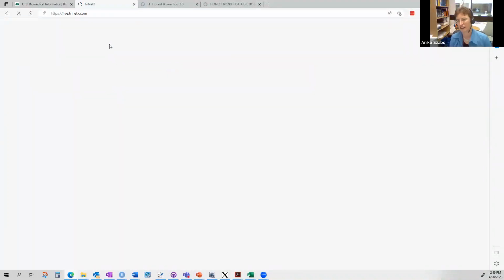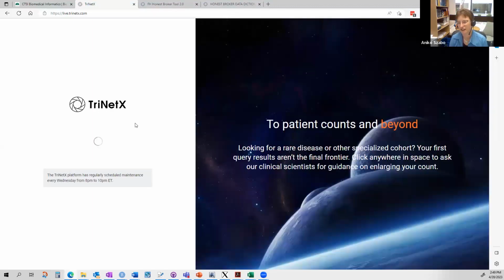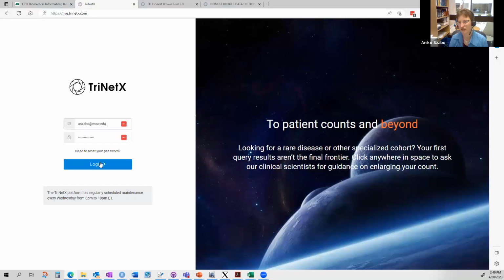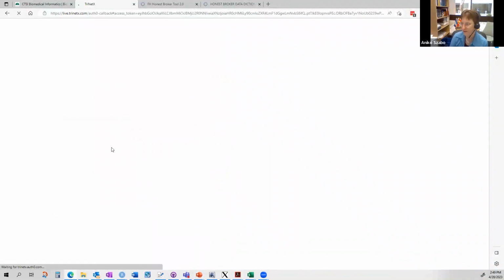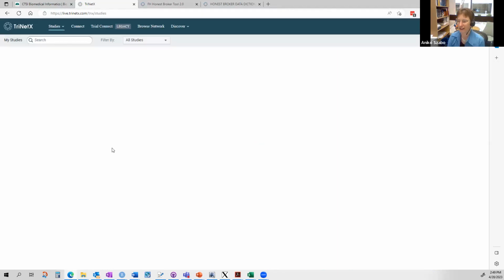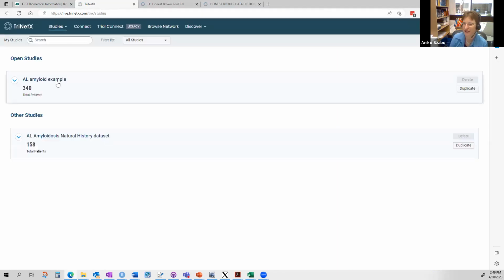So this is TriNetX, and I think you need to register for it. You can get access through Biomedical Informatics, and they can show how to use it. So hopefully it will work. Live demos are always a little bit scary.